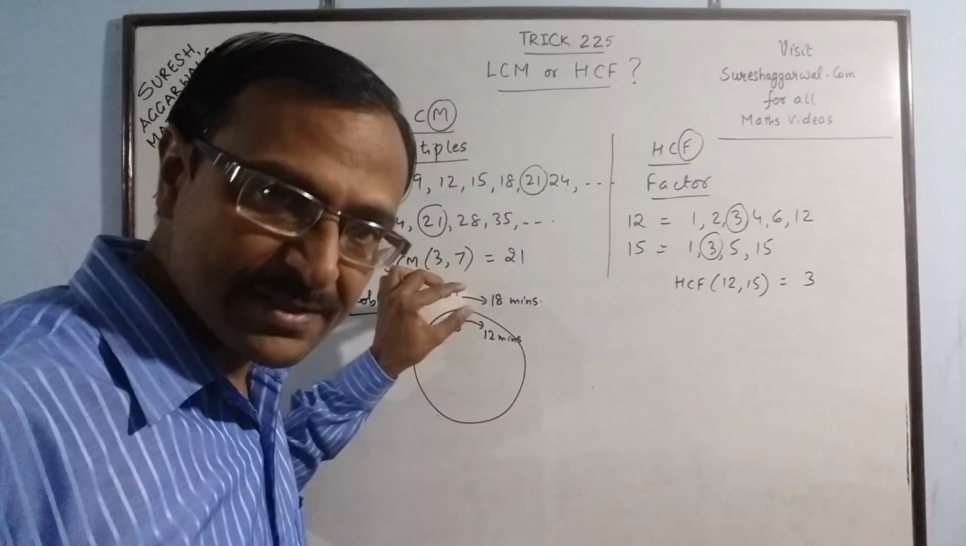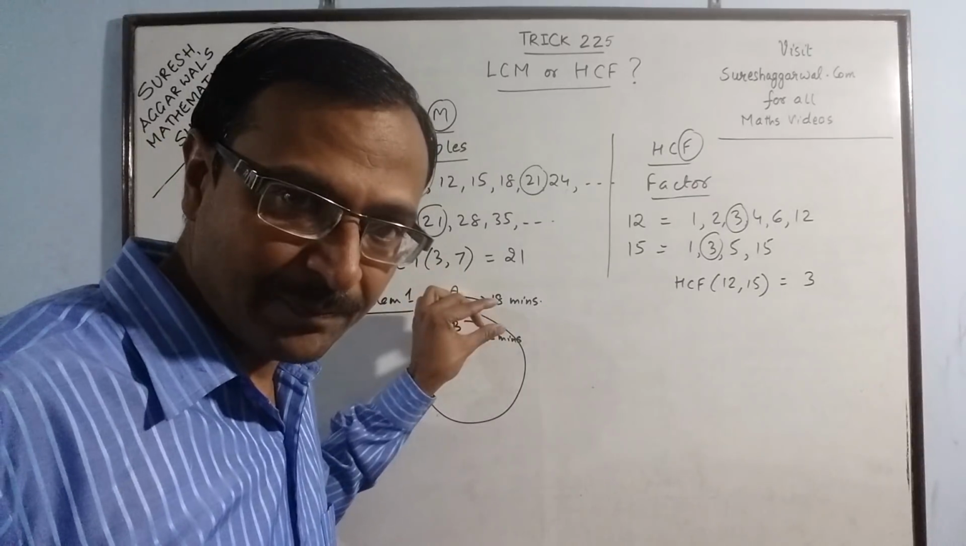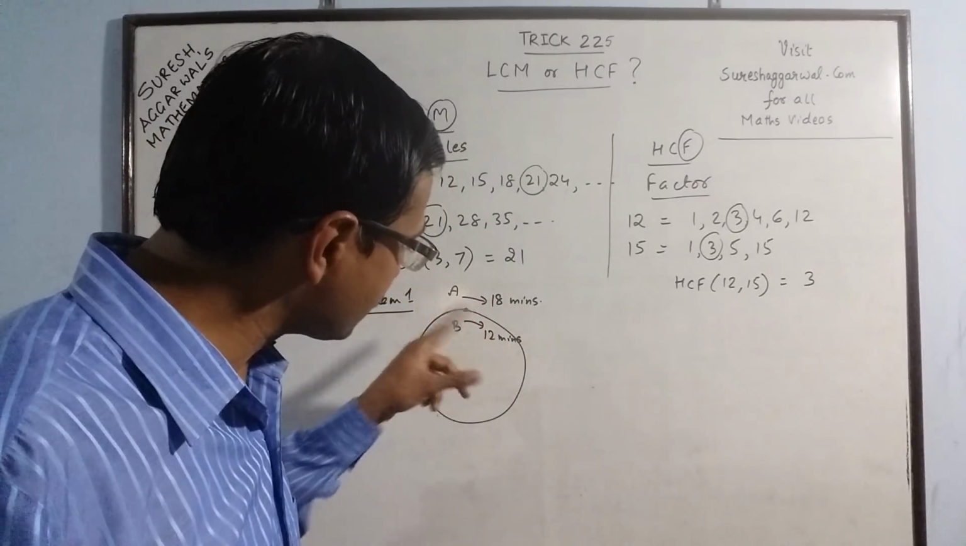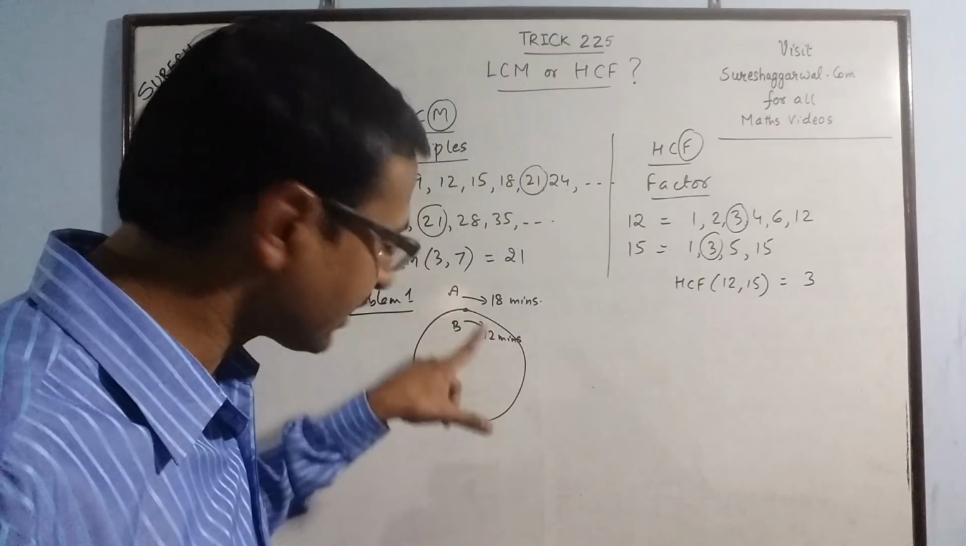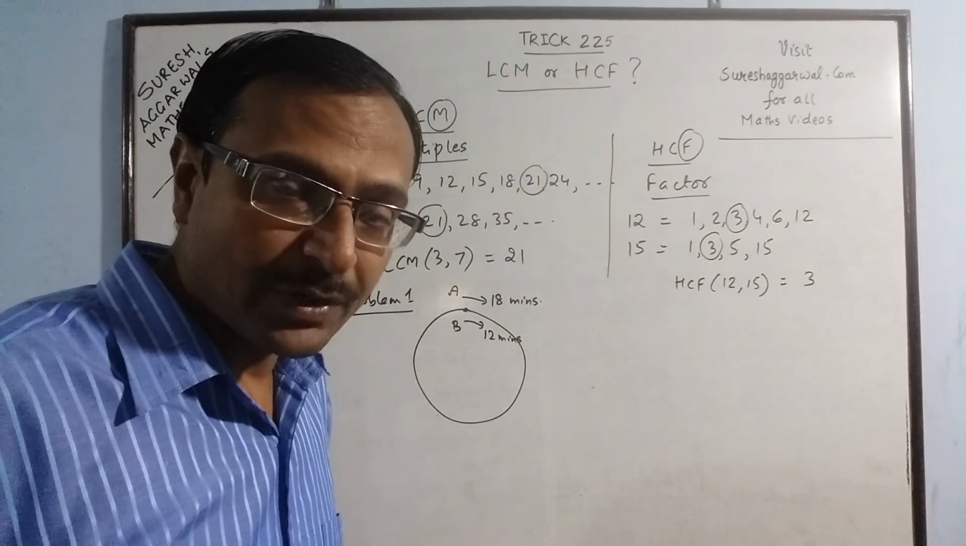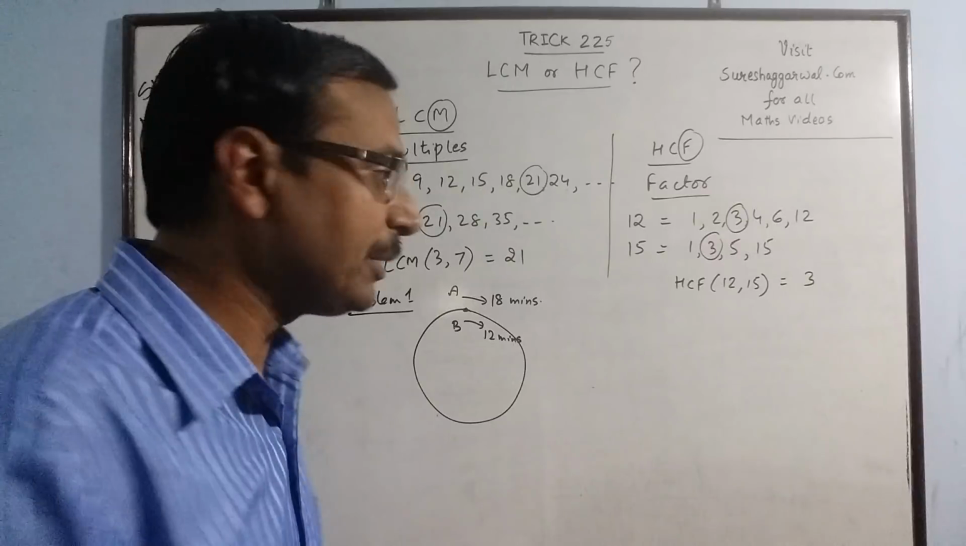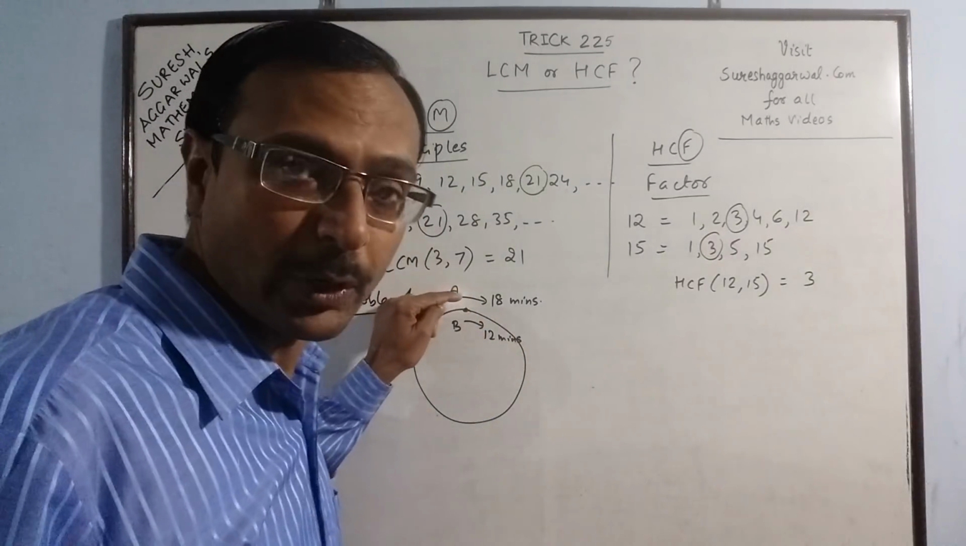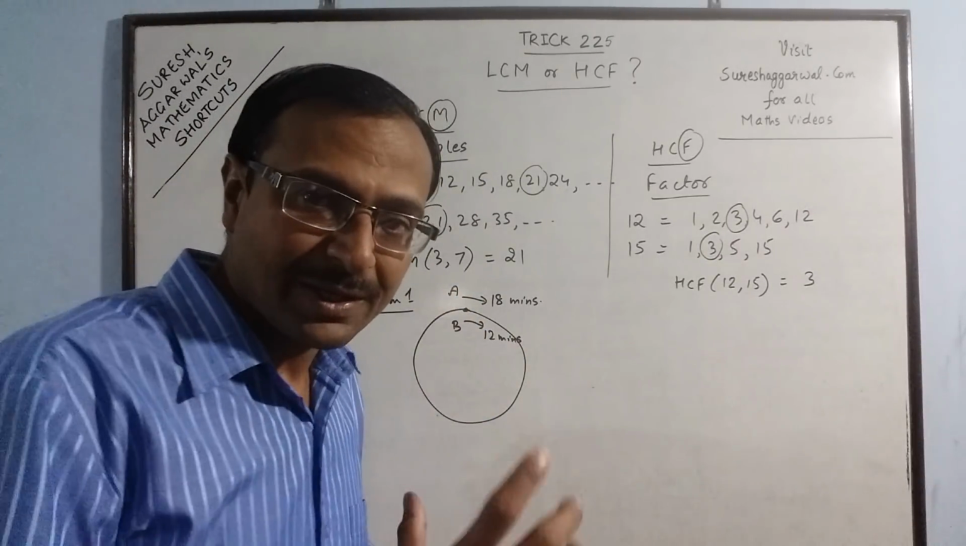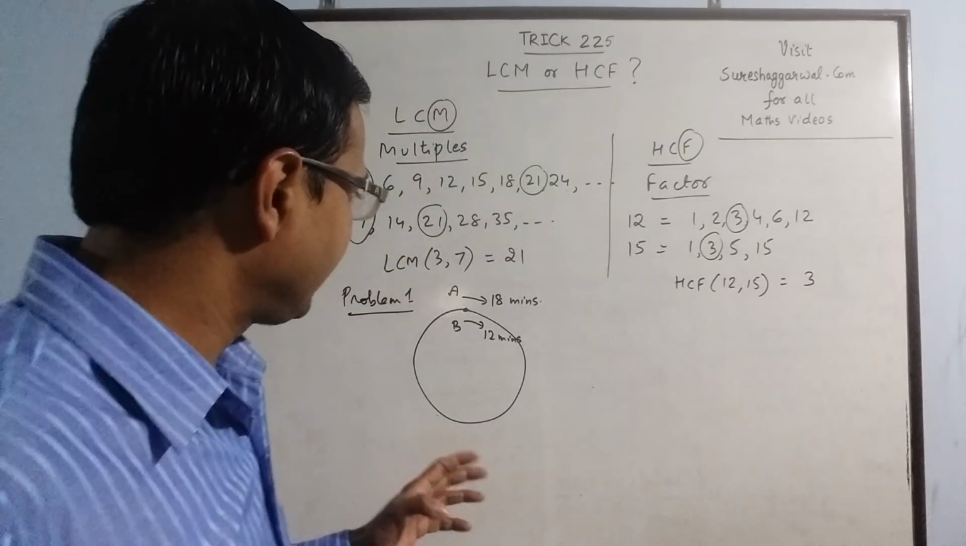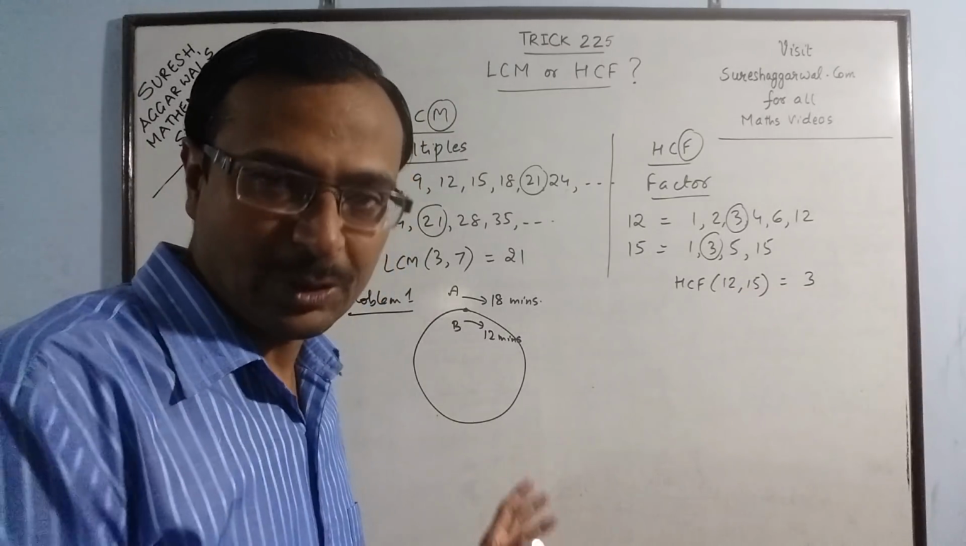Obviously they are starting at the same point at the same time, but they are taking different times to cover this entire circumference once. So we need to find out after how many more minutes they will be together at the same point, the starting point, again. Now see why the concept of LCM will be used in this question.